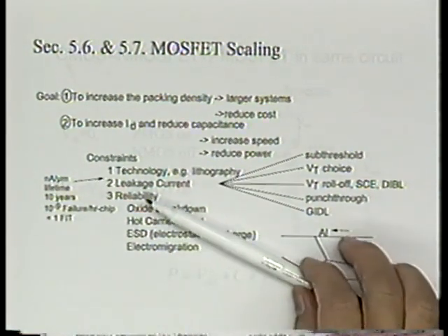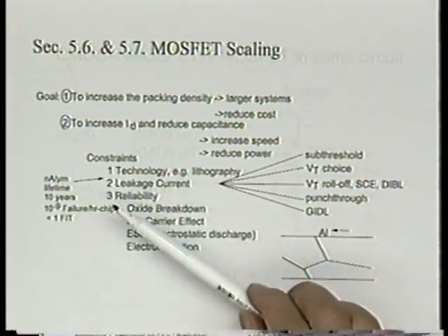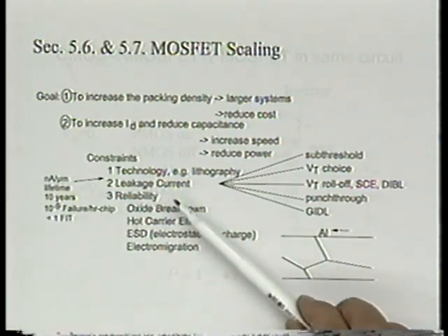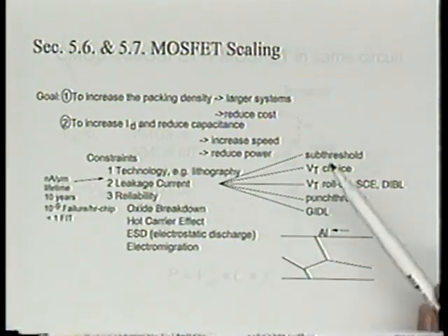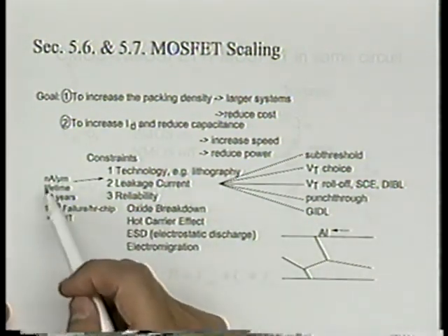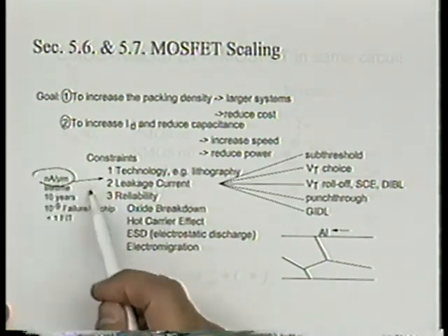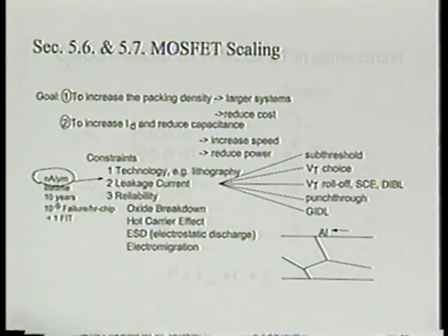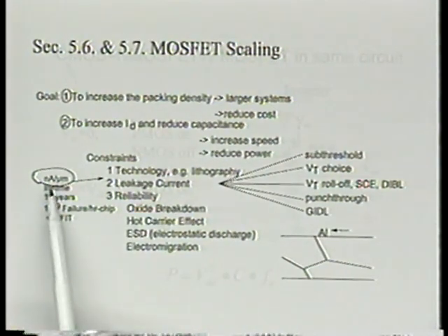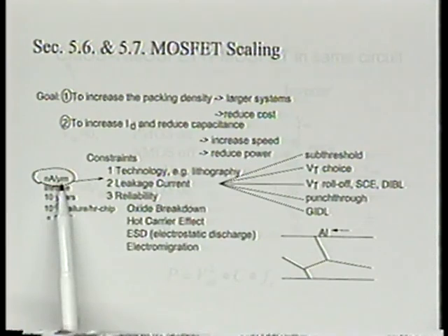Now, what do we mean by leakage current? We want to minimize any leakage current. The unit would be nanoamp per micron. You may have seen these units before, maybe we didn't highlight this. But it's really how many nanoamps flow through this transistor at VG equal to 0 for each micron of W. We want to minimize that.